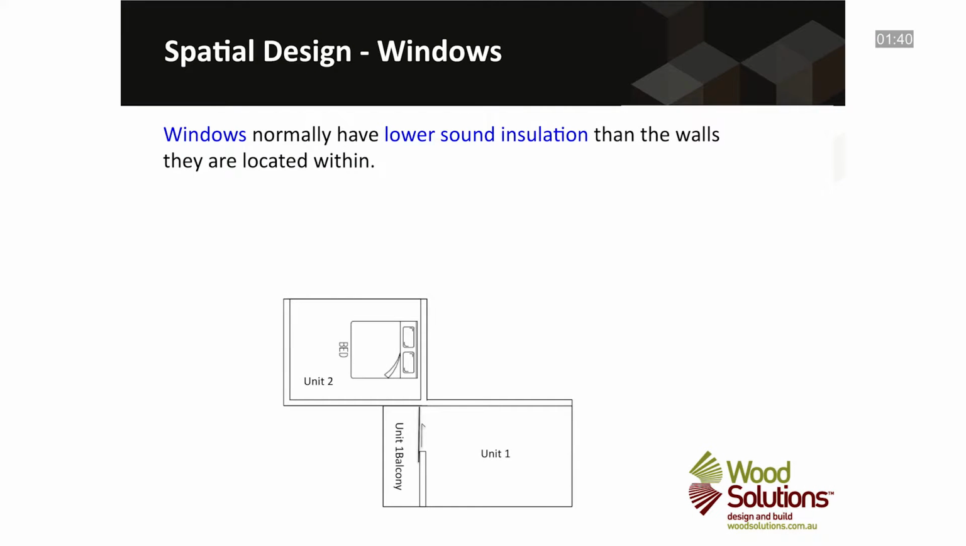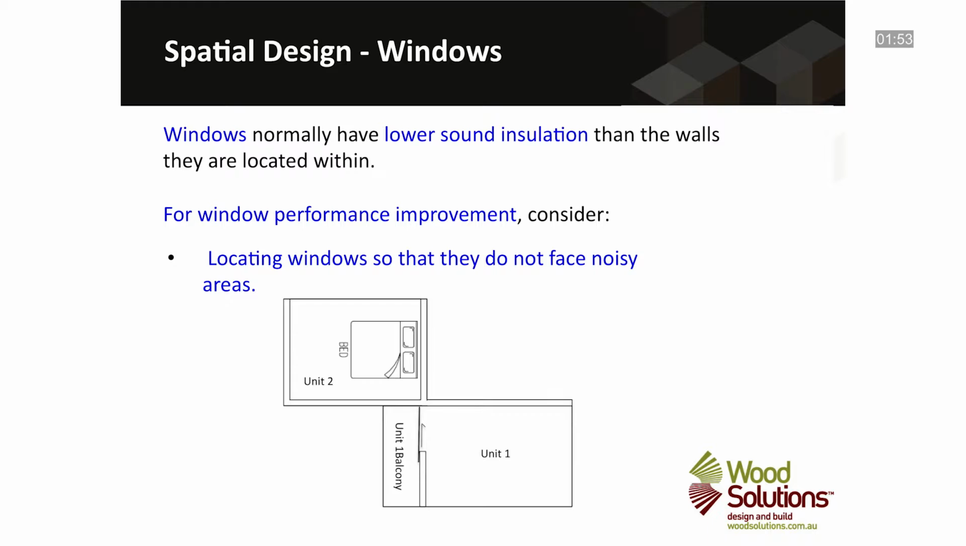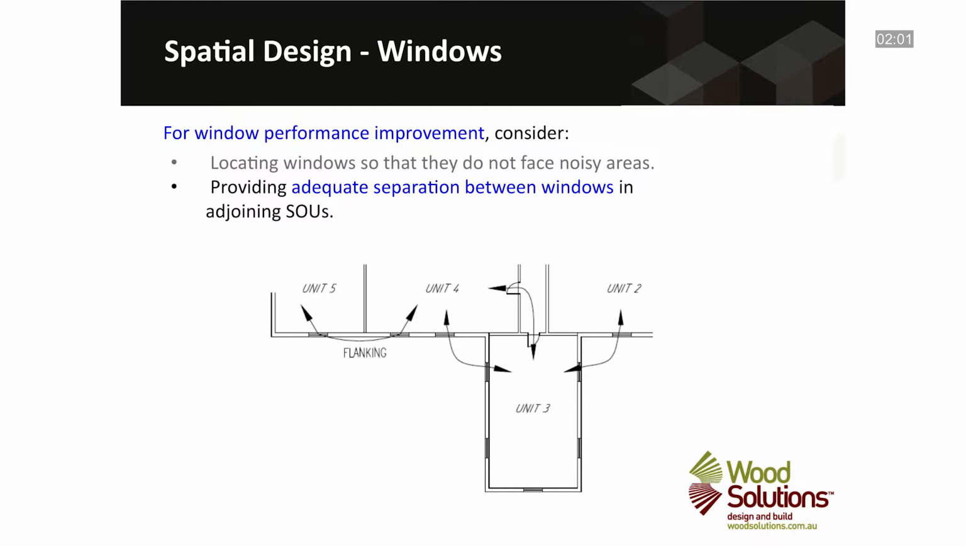In terms of windows, they generally have a lower sound insulation than the walls they are located within. As a result, highly sound-rated bounding wall systems may become ineffective by virtue of nearby poorly sound-rated windows. For window performance improvement, consider locating windows so that they do not face noisy areas, as can be seen in this example, where the bedroom window is better placed away from a neighbouring balcony. Also, try to provide adequate separation between windows in adjoining SOUs, moving them as far apart as possible.